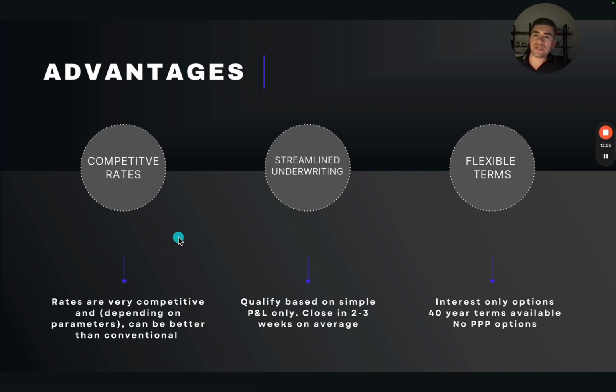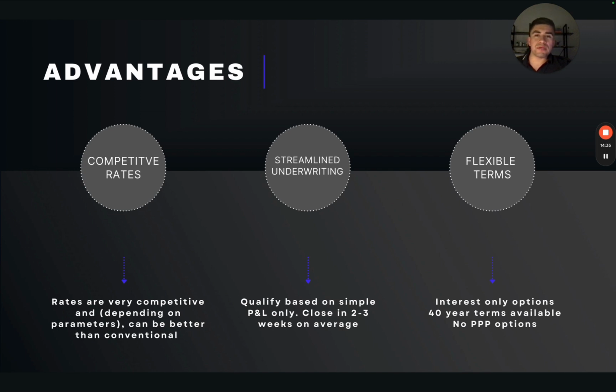Okay, so what are the advantages with the P&L loan, right? So surprisingly, when you compare the P&L rates compared to a conventional loan, depending on the parameters, I would say it's very competitive, especially in today's market with conventional rates. It doesn't really make a lot of sense. There's some loan level price adjustments that have been included on conventional loans to where if you have a higher credit score and larger down payment, you're not really getting too much of a rate improvement. So it doesn't make a lot of sense.